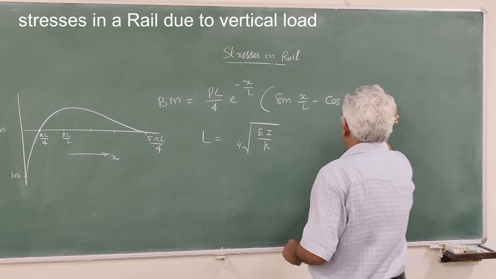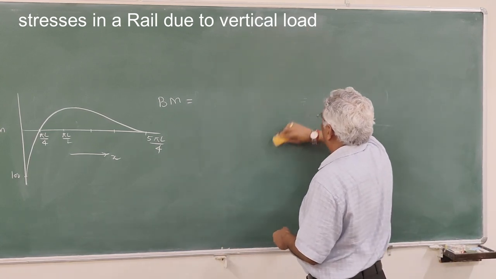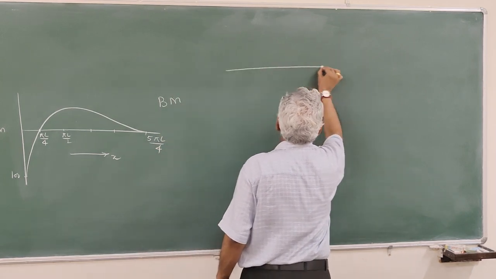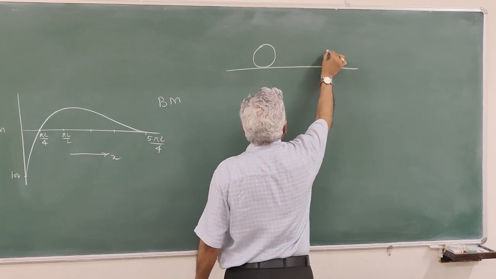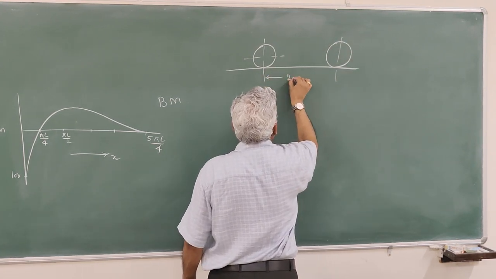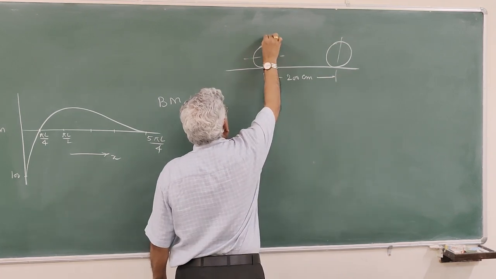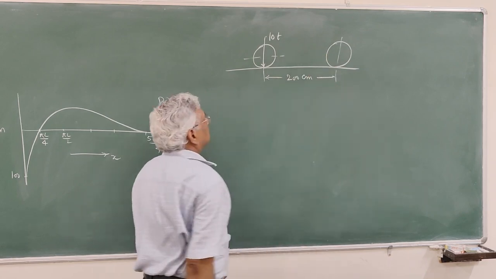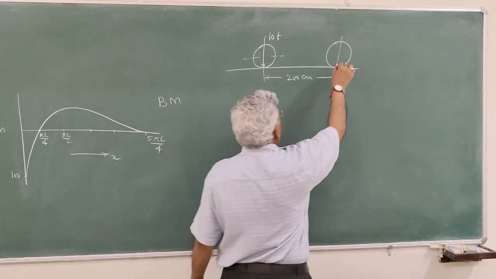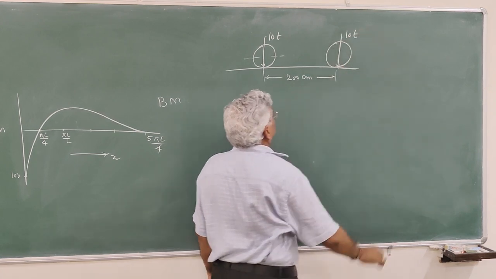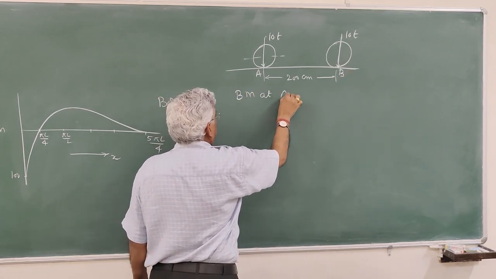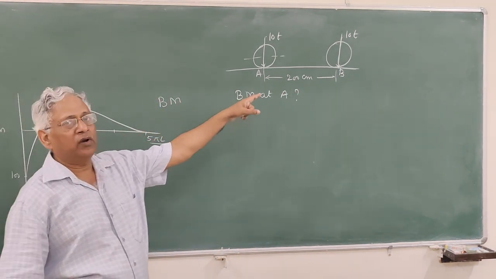For example, if you take the case of two wheels of a bogie or a wagon, that two wheels are 200 centimeters apart. This is the distance, 200 centimeter, and the wheel load is, let us say, 10 ton. You can augment this load for speed if you want, or you can take in this example the dynamic load. This is also 10 ton, and let us say this point is A, this point is B. So what is the bending moment at A, because of a load at A and because of load at B.